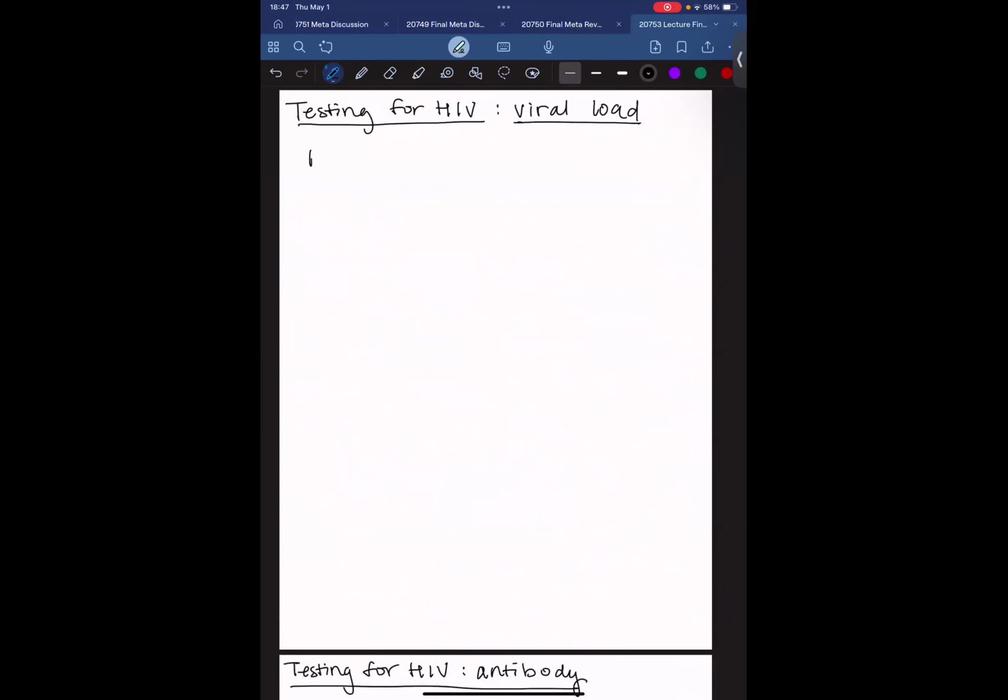All right, we might test for the virus genome. If we're testing for the virus genome, HIV has an RNA genome. So if we're testing for the genome, what's one very common genetic test that we can do to see if something is there? PCR.